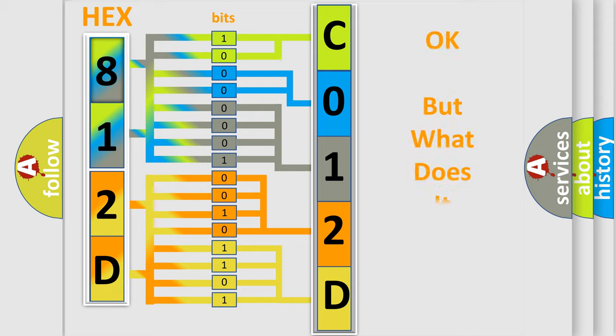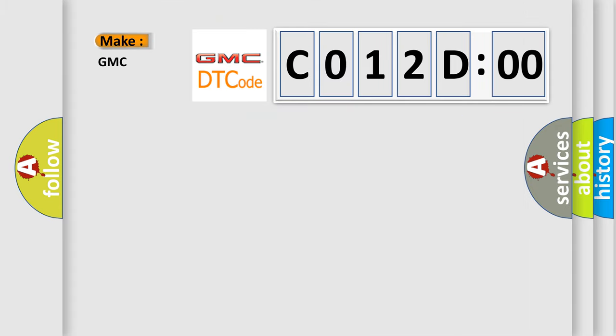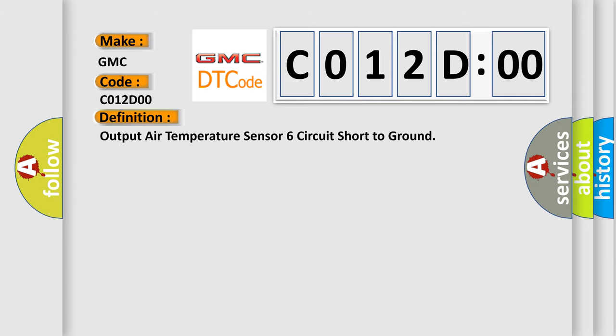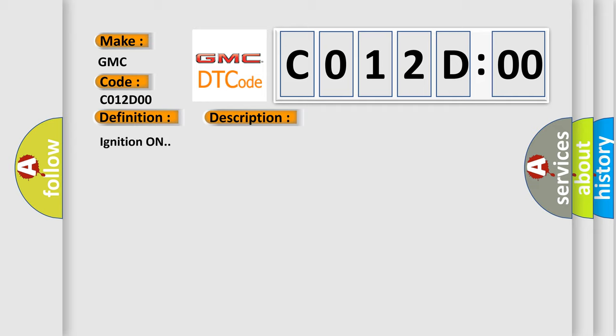The number itself does not make sense to us if we cannot assign information to what it actually expresses. So, what does the Diagnostic Trouble Code C012D-00 interpret specifically for GMC car manufacturers? The basic definition is: output air temperature sensor 6 circuit short to ground. And now this is a short description of this DTC code.